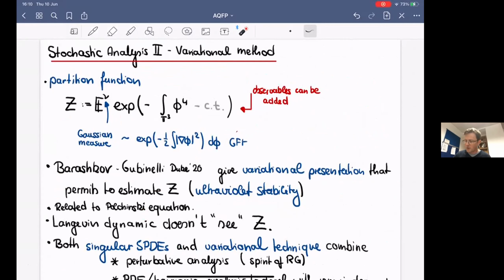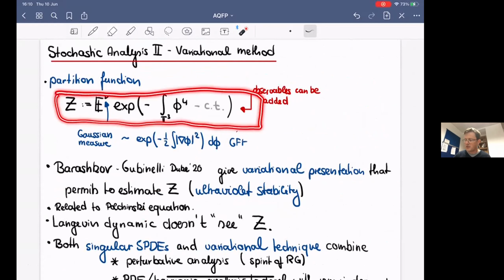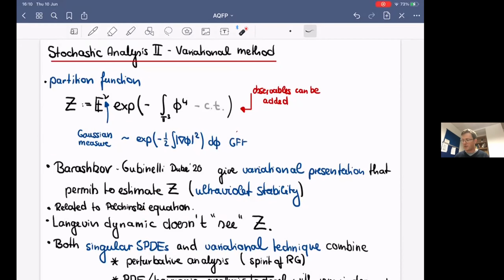So if you look at the partition function that I write here, so basically the normalization of this Φ⁴ measure with respect to the underlying Gaussian reference. What I mean by that is, of course, you discretize the measure and you see how it diverges as you remove the regularization.